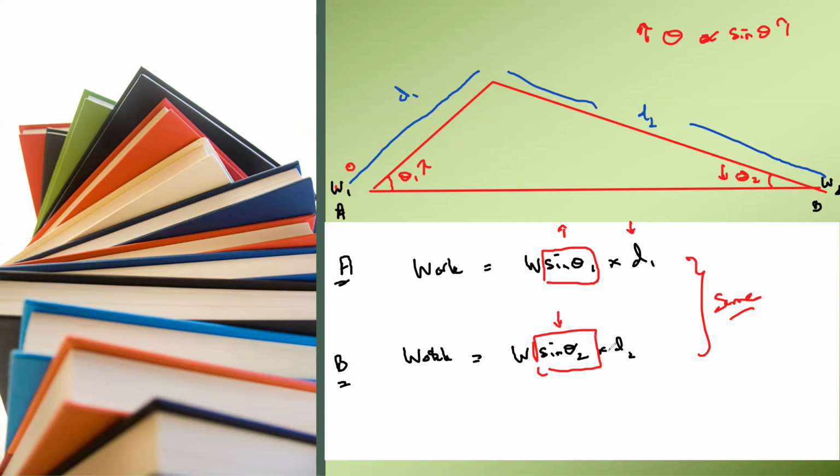Same thing, when we take theta 2, because theta 2 is smaller, the value of sine theta is smaller, but as you can see, the value of D2, the length which is covered, is greater. But the product of sine theta 1 into D1 and the product of sine theta 2 into D2 will give us the same result. That's why the work done by A is the same as the work done by B, and we assume that both climbers have the same weights.